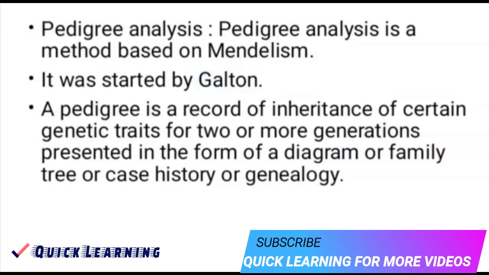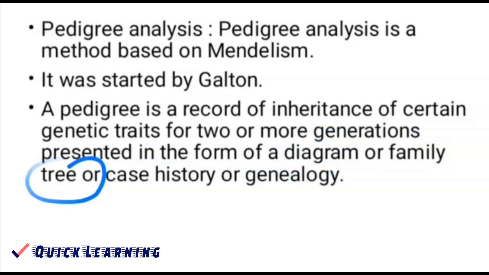Now, if I deal with the definition, a pedigree is basically a record of inheritance of genetic traits for generations, let's say 2 or more generations, specifically 3 generations. It is presented in the form of a diagram or a family tree. The study of pedigree analysis is called genealogy. It can be represented by a family tree, which I will explain in the next slide.